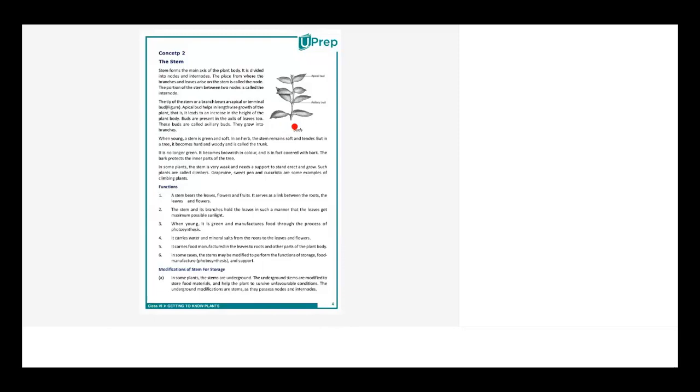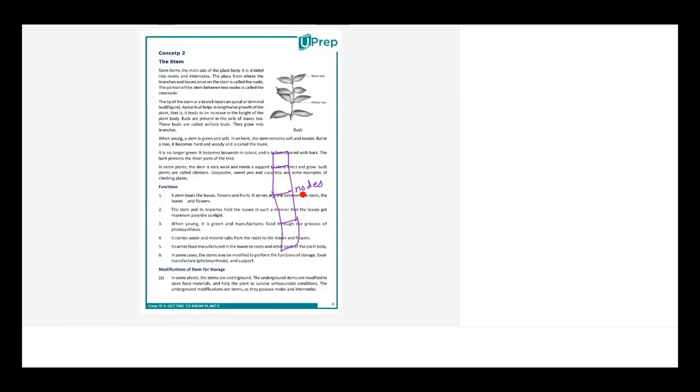How many of you have seen a bamboo tree? Ma'am, I know what internodes and nodes are. Yeah. Ma'am, I have seen a bamboo tree. Ma'am, you told us about nodes and internodes in the chapter before also. Correct. Yes, ma'am.